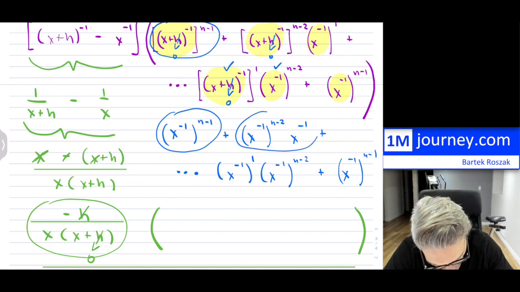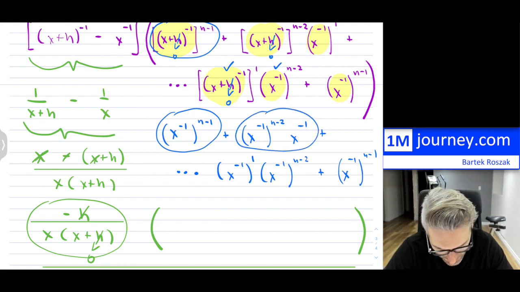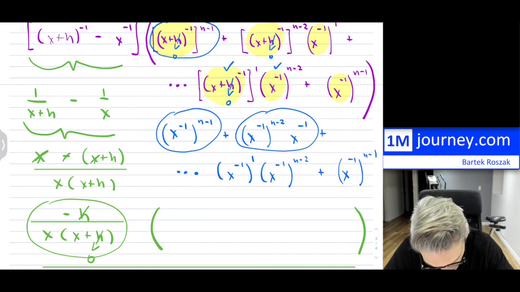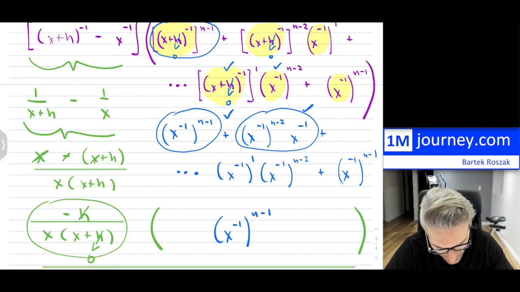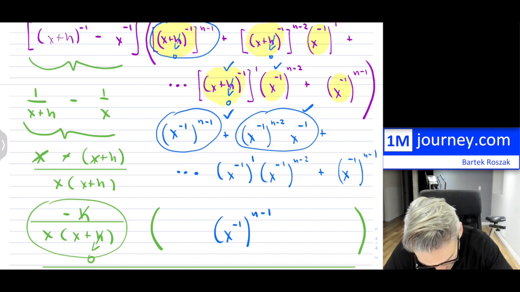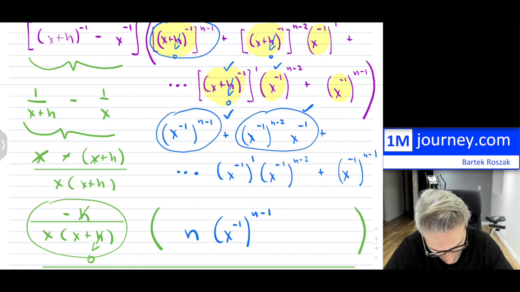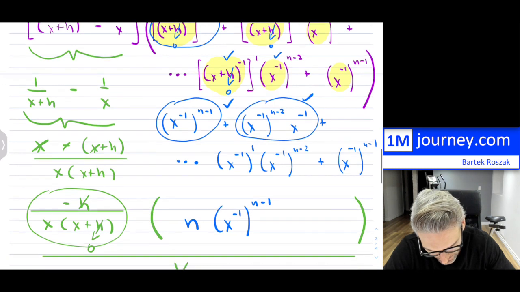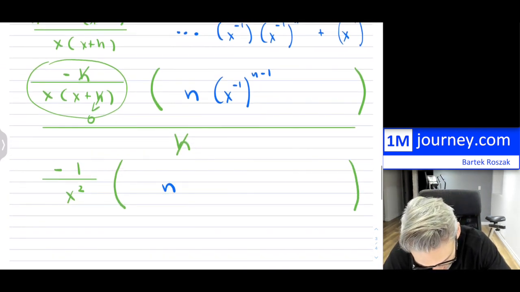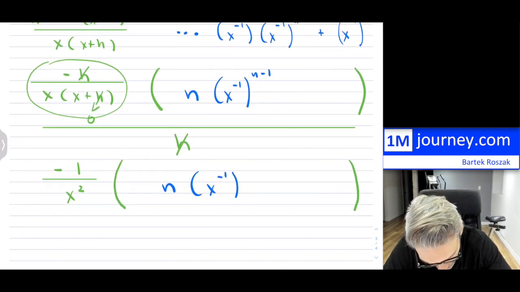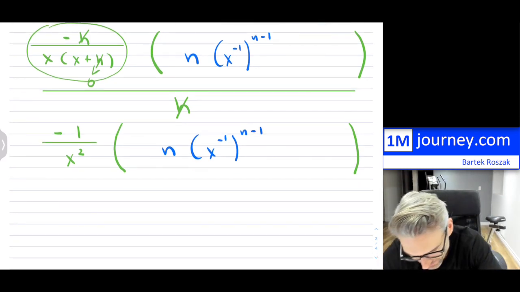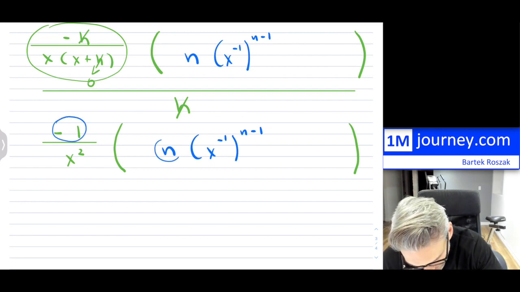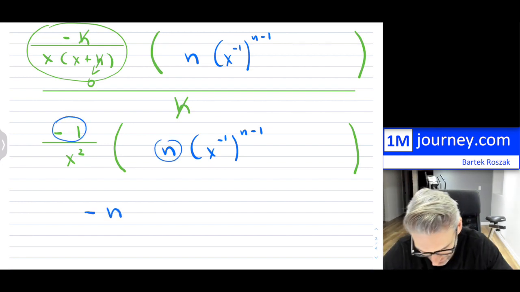So if I simplify all of these, this is just going to be x to the -1, right? So those are my terms, x to the -1 to the n minus 1. And how many of these do I have in here? Well, I have n of those terms in there. So that's what I will have right there. So in here, this is n x to the -1, n minus 1, all right? So now negative, and then the n, so this is going to be -n.